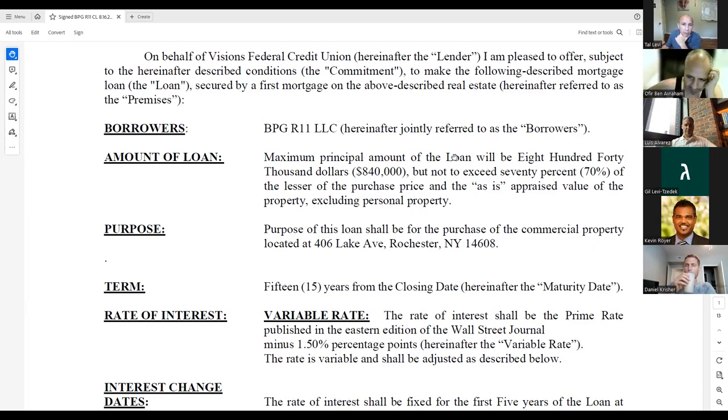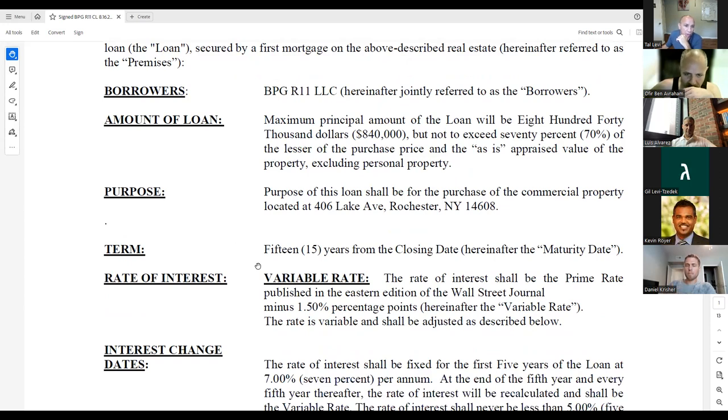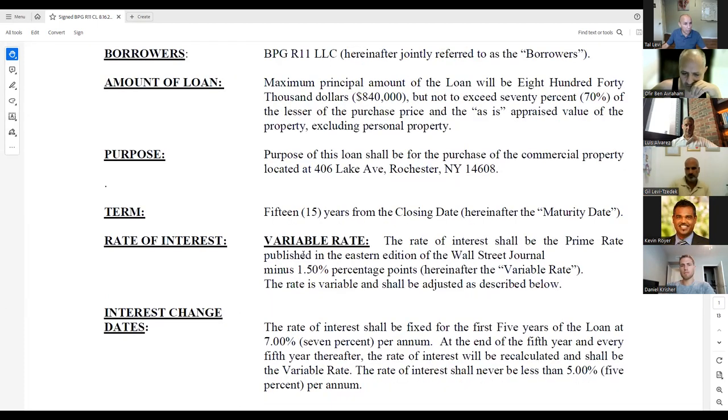Okay. So here they're giving me $840,000, which can be up to 70% of the value. The purpose of the loan is defined here, and they are telling me term 15 years. So my maturity date will be 15 years from the day that I took the loan. I think I wrote down that it's 10 years when I put it on the WhatsApp, but it's actually 15 years, which is better for me. Gil, you asked about floating rate, right?